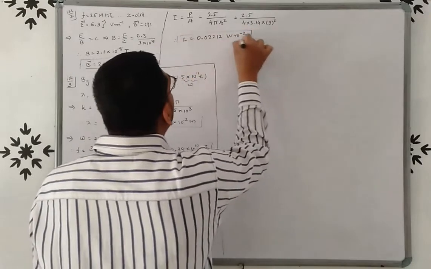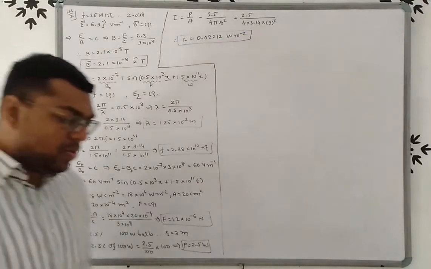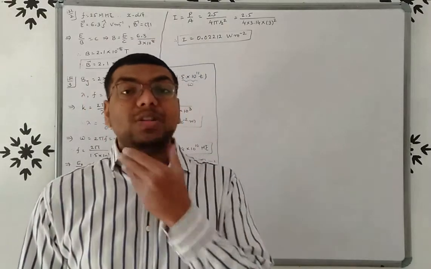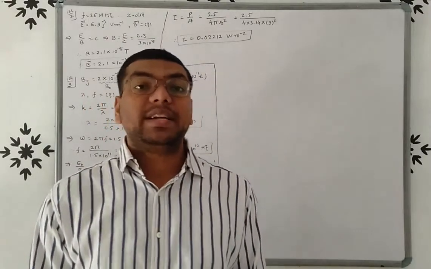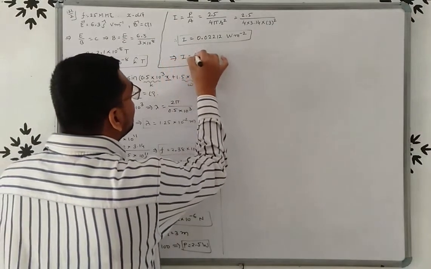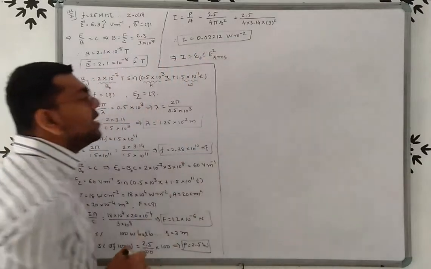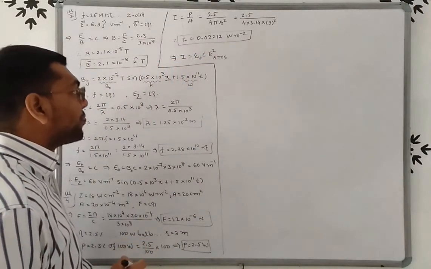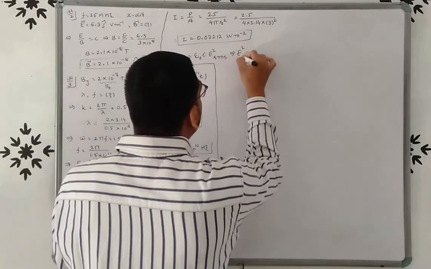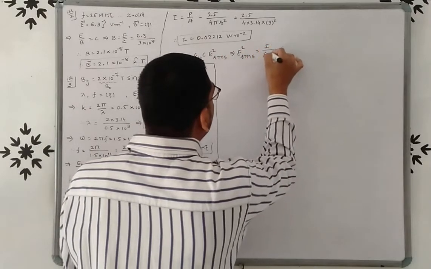So here the intensity is 0.02212. Now friends, to find out the electric field, we know the formula of intensity in terms of electric field. Once again I repeat the formula: I is equal to epsilon 0 c E square RMS. Here we have to find the value of the electric field, so we have to formulate E square RMS. E square RMS is equal to I upon epsilon 0 c.